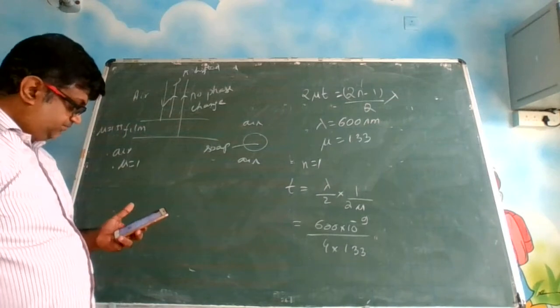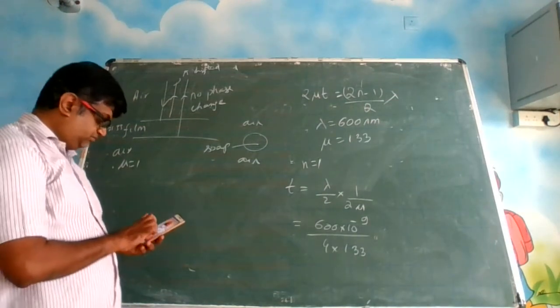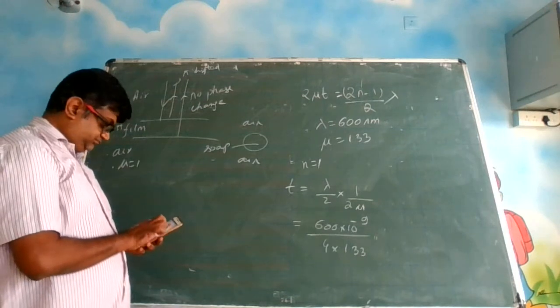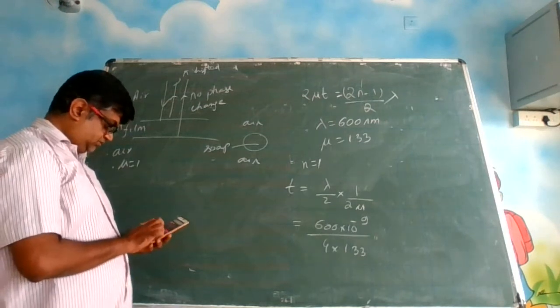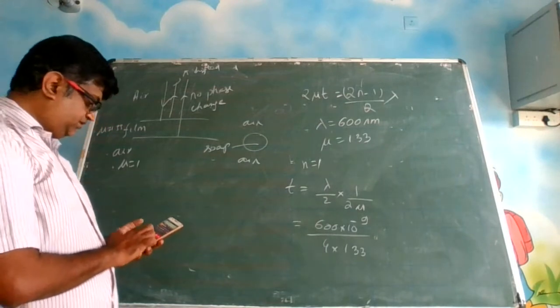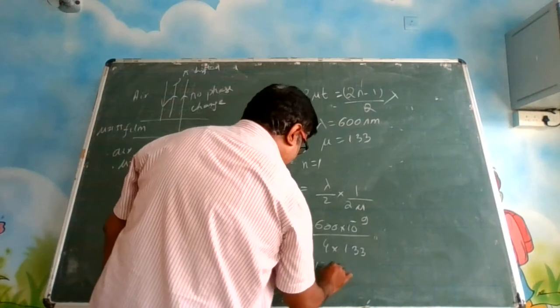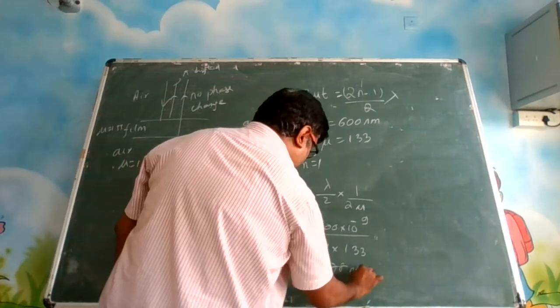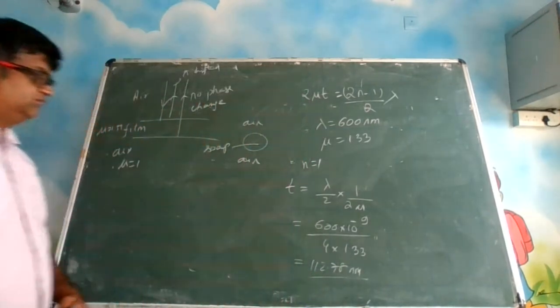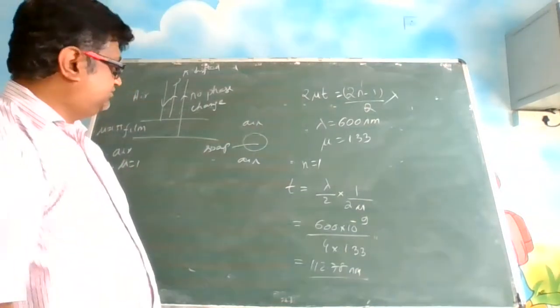You are going to get 600 divided by 4 divided by 1.33. So you are getting 112.78 nanometer. Okay. So we'll see one more. Just make a note of it.